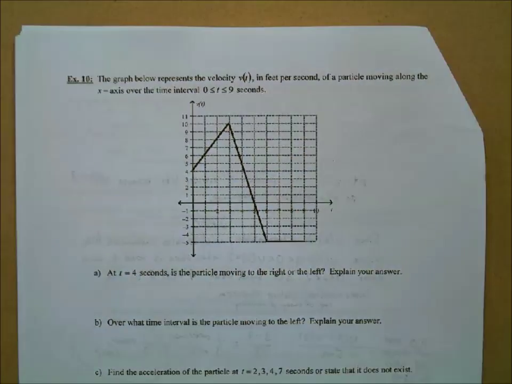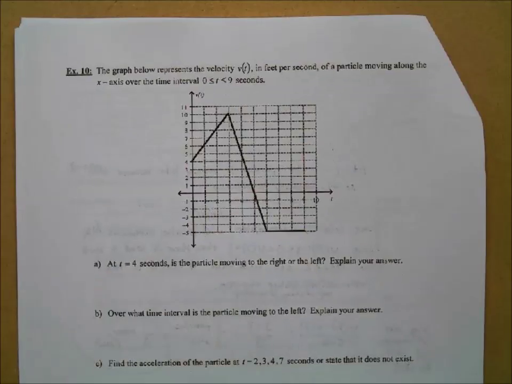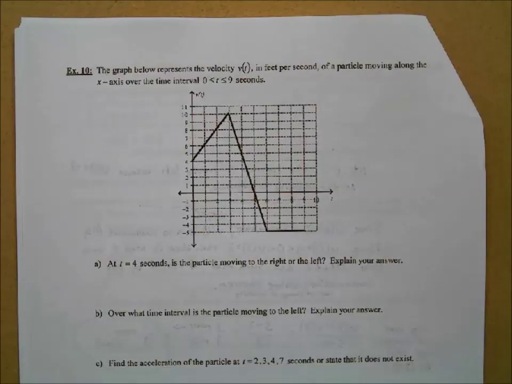So for this interval from 0 to 9, at t equals 4 seconds, is the particle moving to the right or to the left? Explain your answer. Think about that for a second or two. T equals 4 seconds. Is the particle moving to the right or to the left? Let's go to Shelby. What do you say, Shelby?